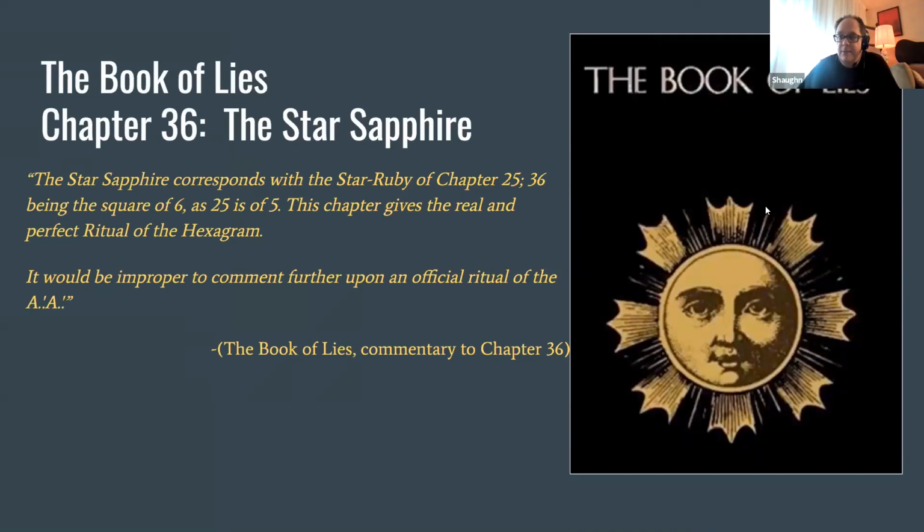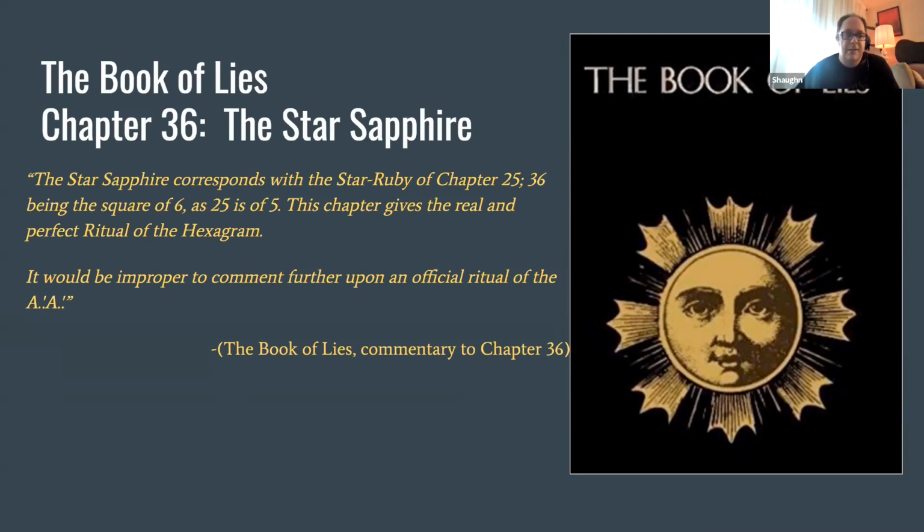All right. So now for the more, this is less definitive than even the stars or the greater hexagram rituals. Okay, so the first time that I probably ran across the Star Sapphire was in the Book of Lies, chapter 36, called the Star Sapphire.